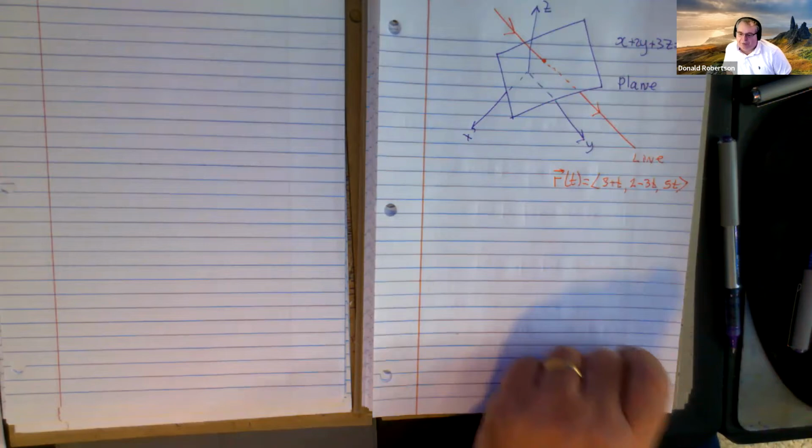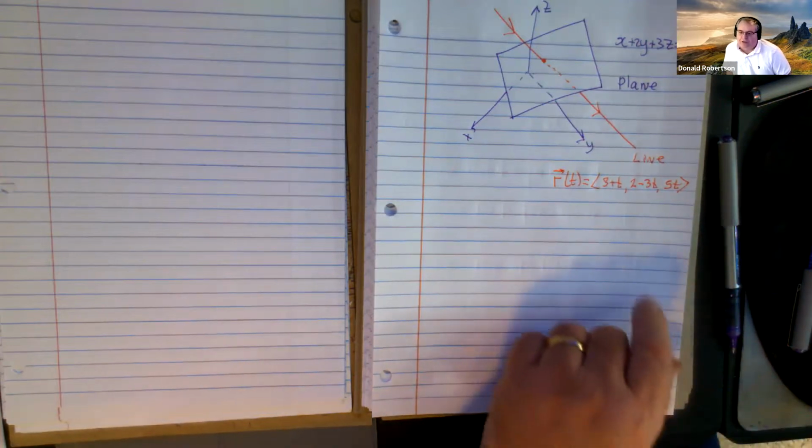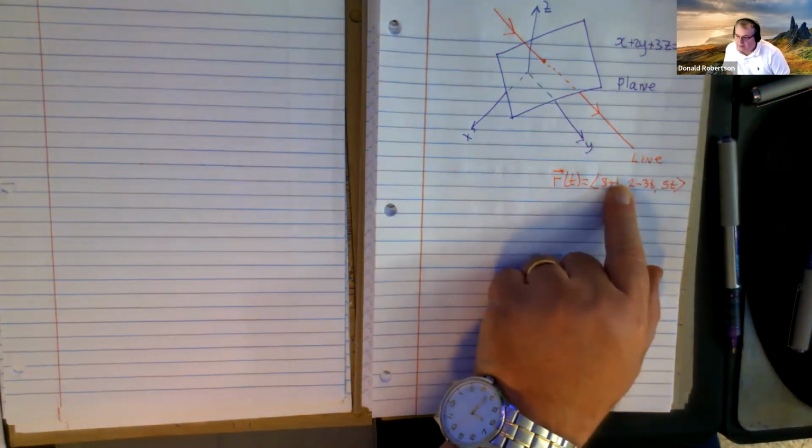Now we have two different types of questions related to this. One question would be that you would get information and the question would be find the equation of the plane. And the other would be you'd be given some information and you've been asked to find the equation of the line. There are two types of questions.